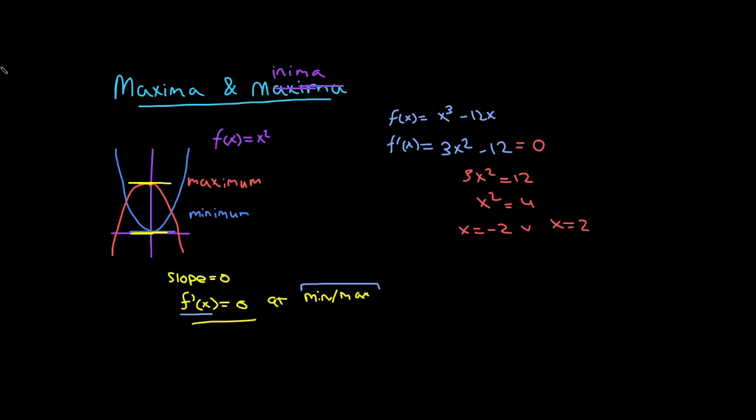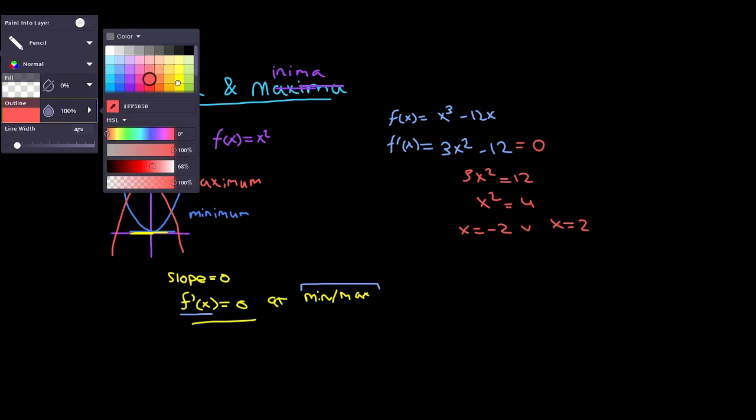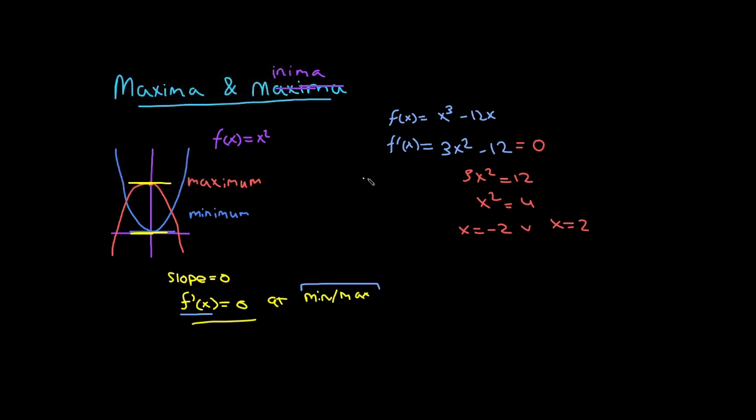If you were to plot f of x, you would get something along the lines of this. Maybe it's shifted down a bit, I don't really know. You can see that we have both a minimum and a maximum, and I'm pretty sure that the maximum is at x equals negative 2, and the minimum is at x equals 2.